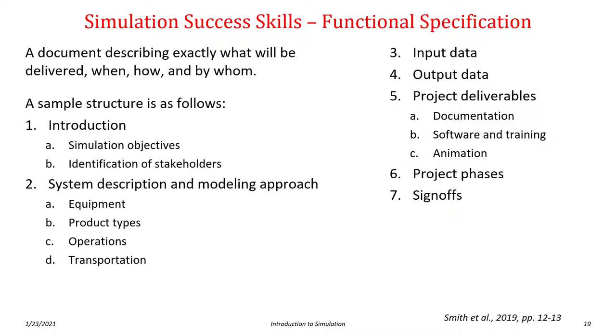Identification of the stakeholder. So who are we reporting to and who has to be satisfied with the results? A system description and modeling approach. So the equipment that you're modeling, the different product types, the operations, transportation, and all of the components that are incorporated into the model. Available input data, so what do we have? What observed values do we have versus what will we approximate and so on? Output data, so what are the expectations? What will be generated by the simulation?